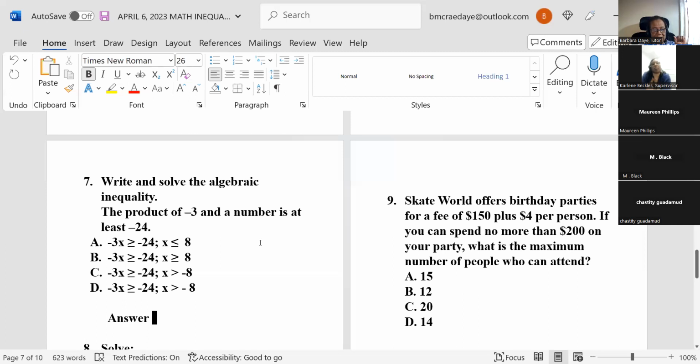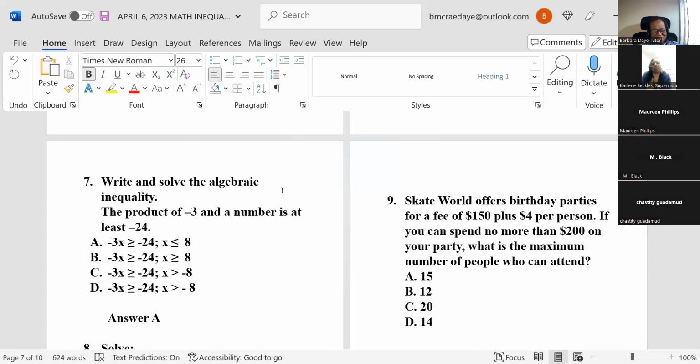Now, you're dividing by a negative. What happens when you divide by a negative? You're going to reverse the inequality. So the answer is what, Maureen? A. I forgot that part. You forgot that rule, yeah.